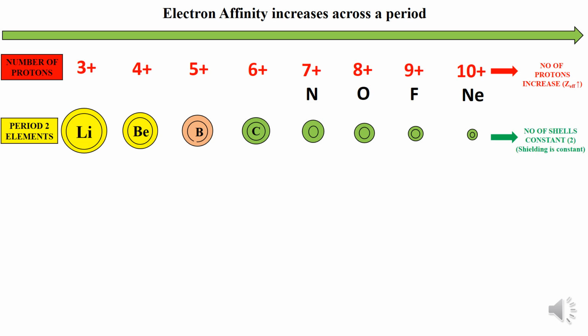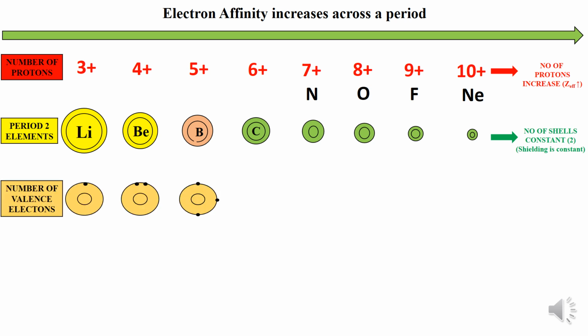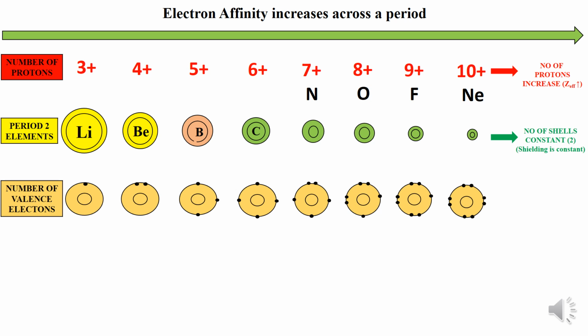So what about shielding? You need not worry about the shielding, because shielding is constant, because all the elements in period 2 have just 2 shells, and there's a decrease in size because of the increase in the effective nuclear charge. And what about the number of valence electrons? Lithium has 1, beryllium 2, boron 3, carbon 4, nitrogen 5, oxygen 6, fluorine 7, and neon, being a noble gas, has a stable electronic configuration with a full octet of electrons in the outermost shell.